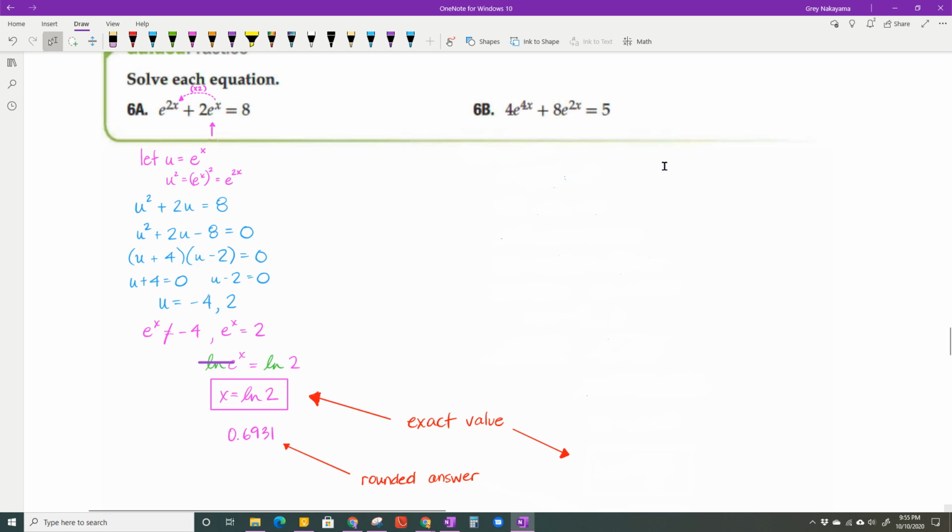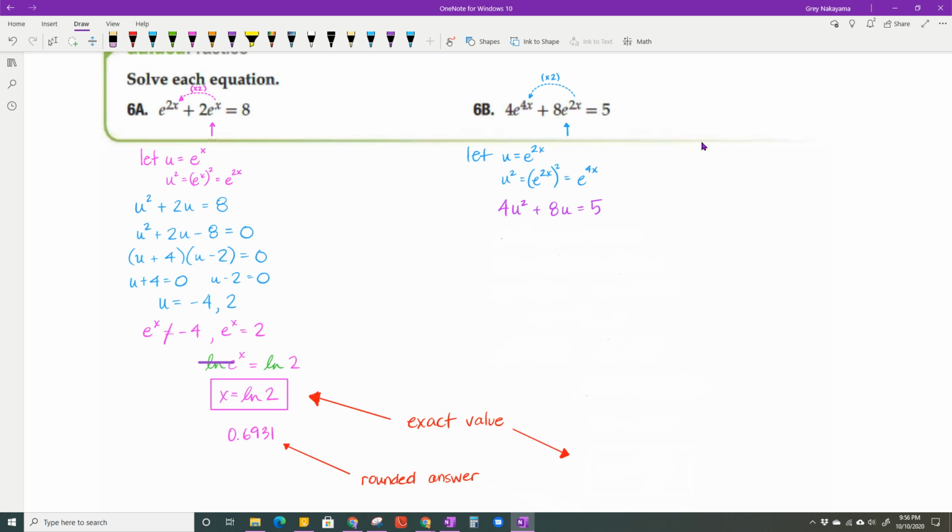So look at 6b, very, very last problem. 4e to the 4x plus 8e to the 2x equals 5. Again, if I take the exponent here, 2x, and I multiply it by 2, I get 4x. So that's how I know this is quadratic-like. This is what I want u to be. So I'm going to let u equal e to the 2x, which means when I square both sides, I'm going to get e to the 4x. Now I'm only substituting the e part, so I'm going to have 4u squared plus 8u equals 5.